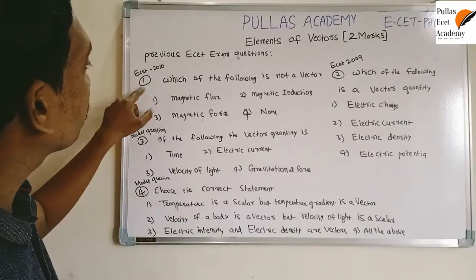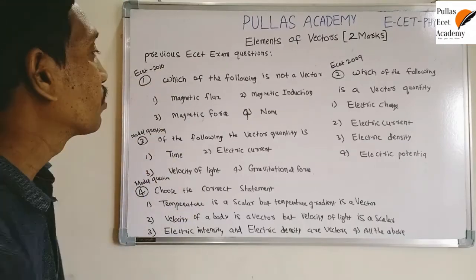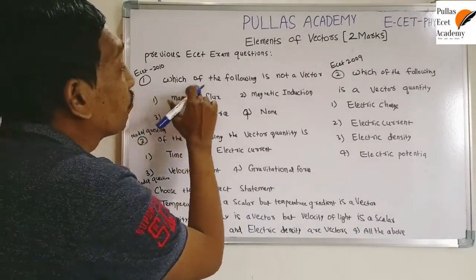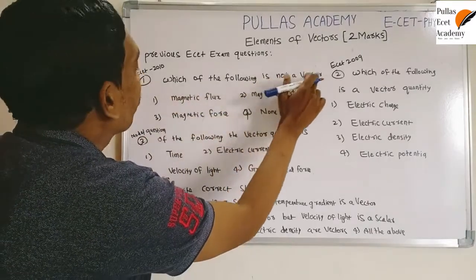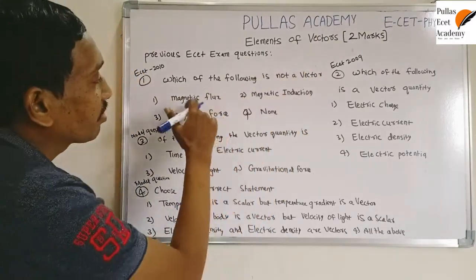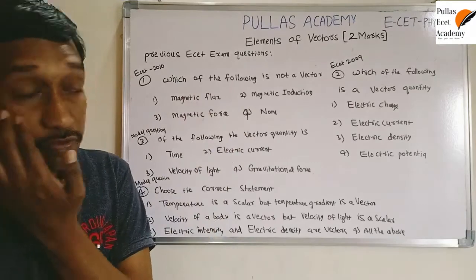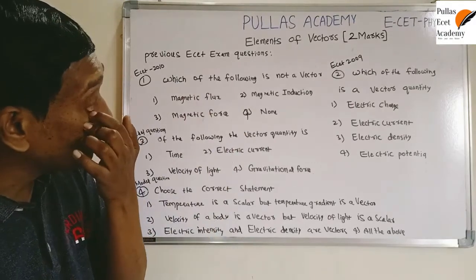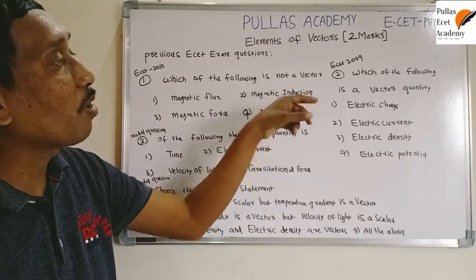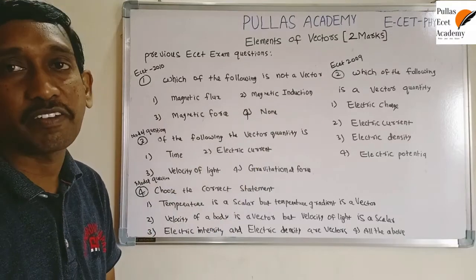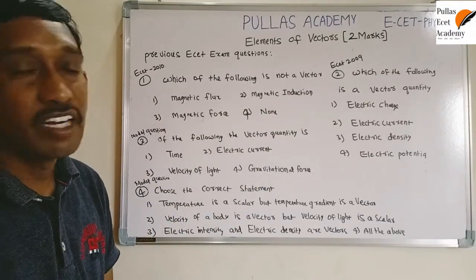First we will discuss question number 1, asked in ECET 2010. This question is repeated in ECET 2010. What is the question? A simple question: which of the following is not a vector? Among the given 4 options, which is not a vector? Not a vector means it is a scalar.